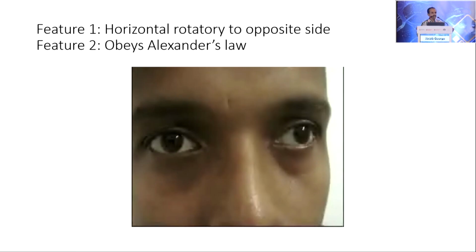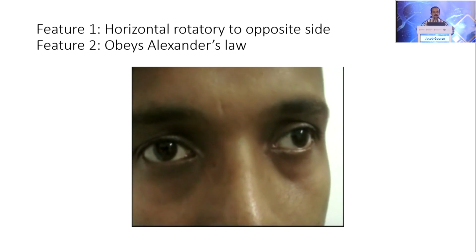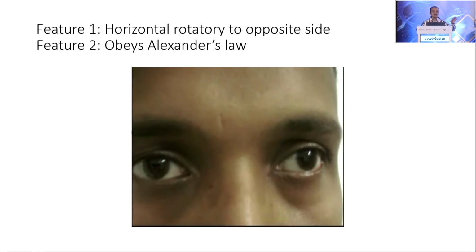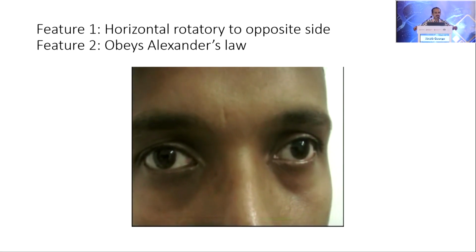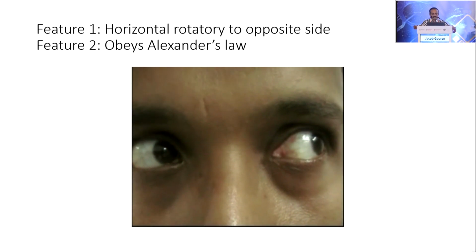So if there is a right vestibular neuronitis, the left vestibular system will overact and the eyes will deviate towards the right side. And the corrective component will be towards the left side. So in vestibular neuronitis, you will have a horizontal rotatory nystagmus beating towards the opposite side. And it obeys Alexander's law, which means if a patient has right vestibular neuronitis, the fast phase will be towards the left side. And when the patient looks towards the left side, the nystagmus will get exacerbated, which is called Alexander's law, classically obeyed by peripheral vestibular nystagmus.